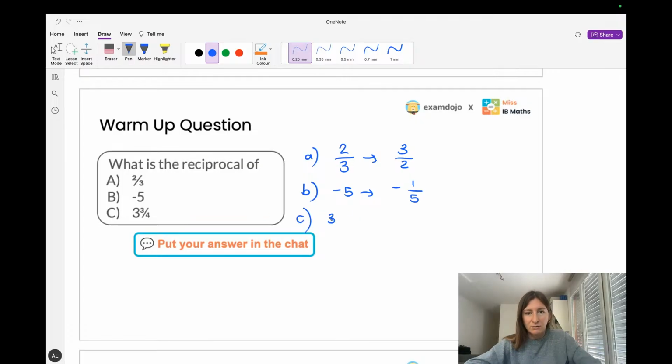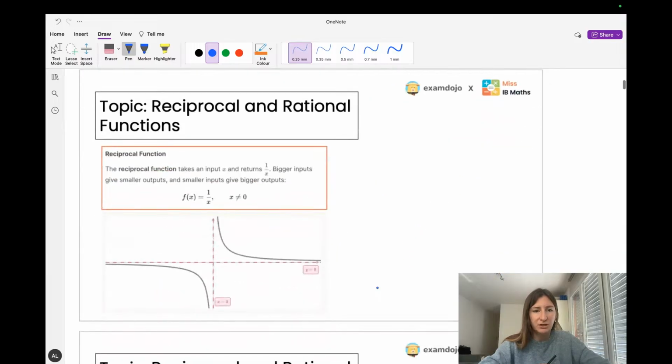For 3 3/4, we can't just flip the fraction. We have got to turn it into an improper fraction first. So 3 times 4 is 12 plus 3 is 15 over 4, and then we can flip it. So 4/15. That is our reciprocal. So that's what we're going to be looking at with the reciprocal function.